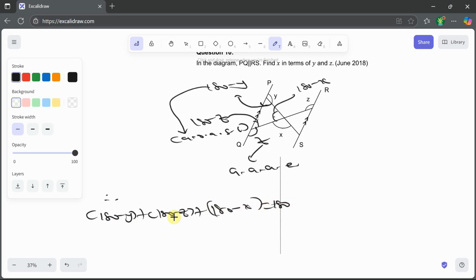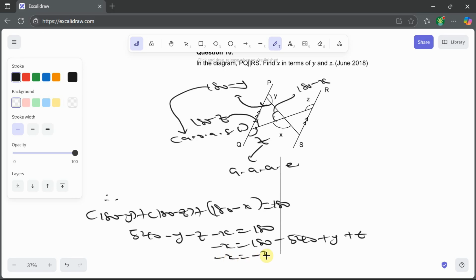So 180 plus 180 plus 180, that will give me 540. Thankfully, if I now open up this bracket, it's going to be the same sign, so no need to stop my head. So this minus y minus z minus x is equal to 180. I'm trying to find x in terms of y and z, so that's making x the subject of the formula. So minus x is equal to 180 minus 540 plus y plus z, right? So that is minus x is equal to minus 360 plus y plus z.